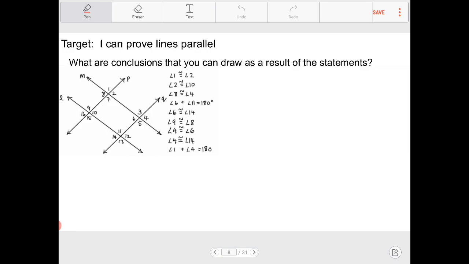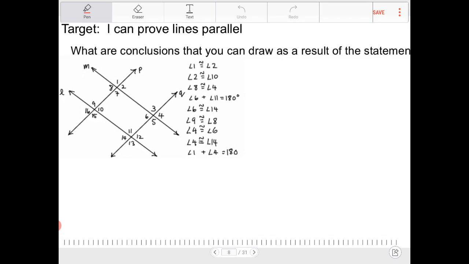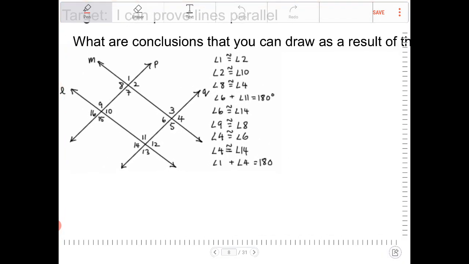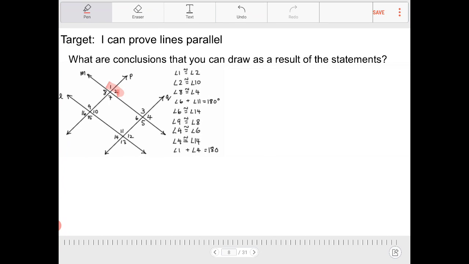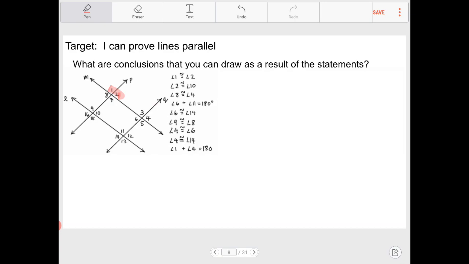Hopefully you had some time to think about this. Let's take a look. I know that angle 1 is congruent to angle 2, and I know that angle 1 and angle 2 are a linear pair. If linear pairs are supplementary and the two angles are congruent, then the conclusion we can draw is that angle 1 and angle 2 are going to be right angles. That is a natural conclusion that I can draw.